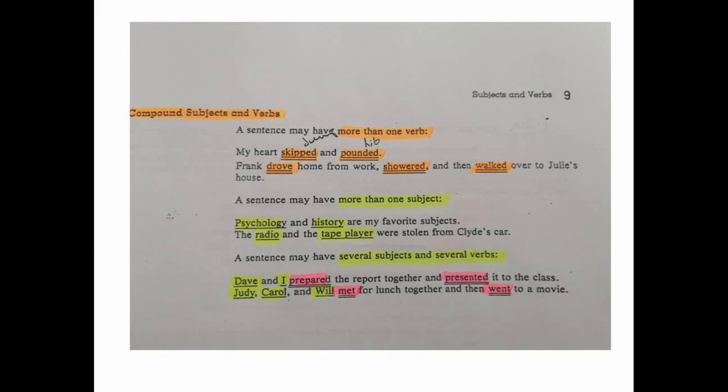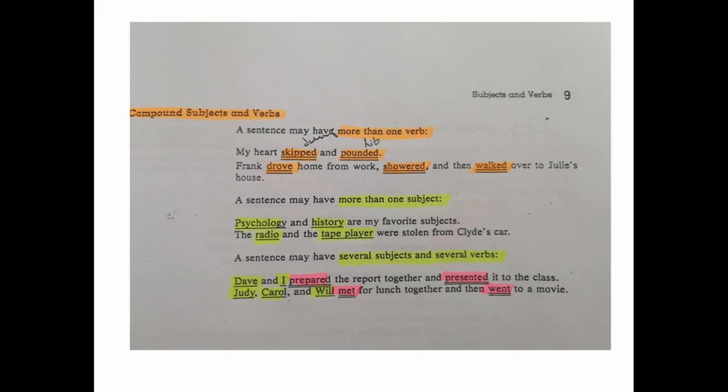So Dave and I prepared the report together and presented it to the class. So who prepared the report together? Dave and I. So Dave and I is a compound subject. Dave and I, what? We prepared and presented. So we did two things, two verbs, two actions. The first one is prepared, the second one is presented. So that's what we call the compound verb.